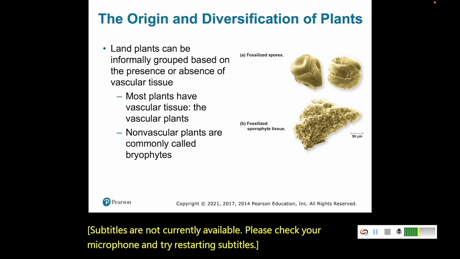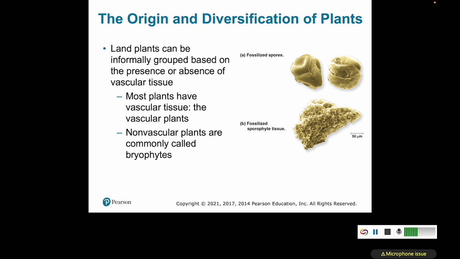Welcome back, class. We just discussed how plants emerged as a kingdom, and now we'll talk about how it is divided into different phyla. One way that we can divide land plants informally is if they have vascular tissue. Vascular tissue is tissue within plants that you could compare to the vascular tissue in a person that would carry blood or lymph. In a plant, vascular tissue carries water and nutrients.